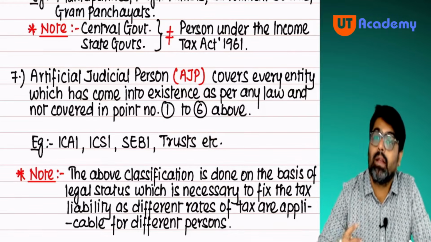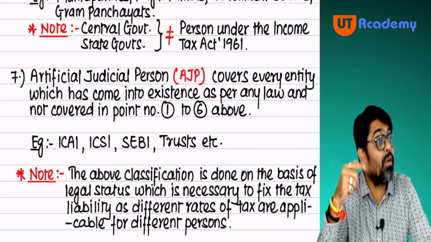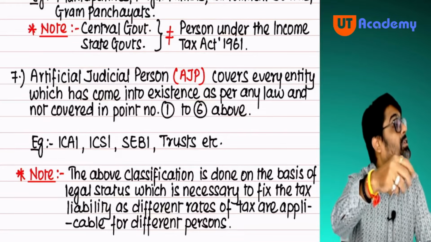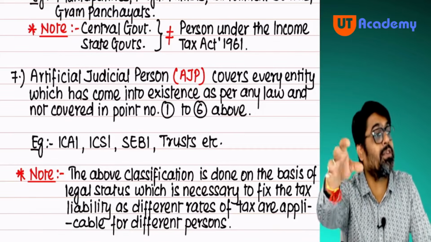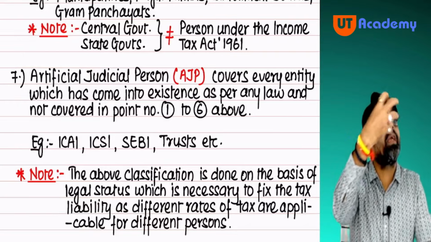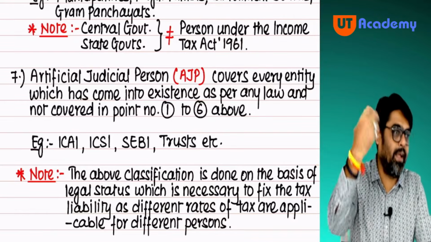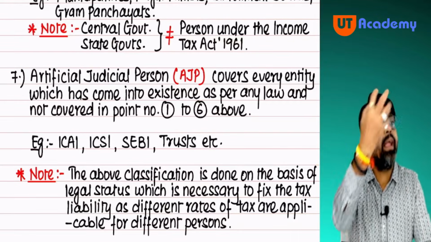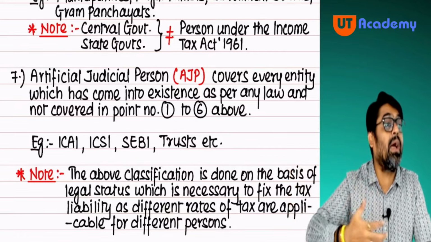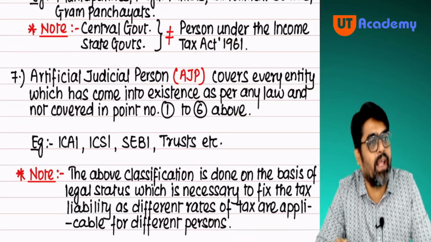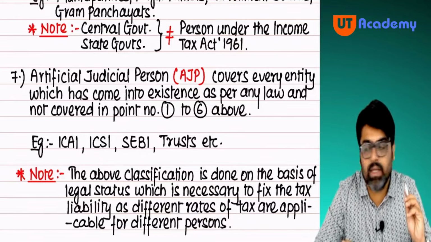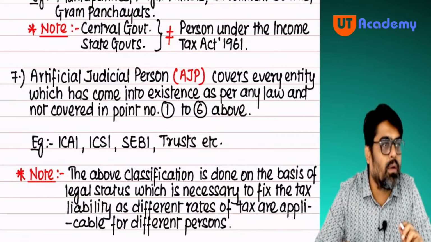Getting my point? Now, you might have heard about different types of trusts. Trusts you have heard about? Religious trusts are formed, charitable trusts are formed. So because of any law, that law is giving birth to this kind of entity. Because of any law, if any entity is coming into existence, then that entity will have an artificial existence. Getting my point? It is known as artificial judicial person. Everyone got it or not?